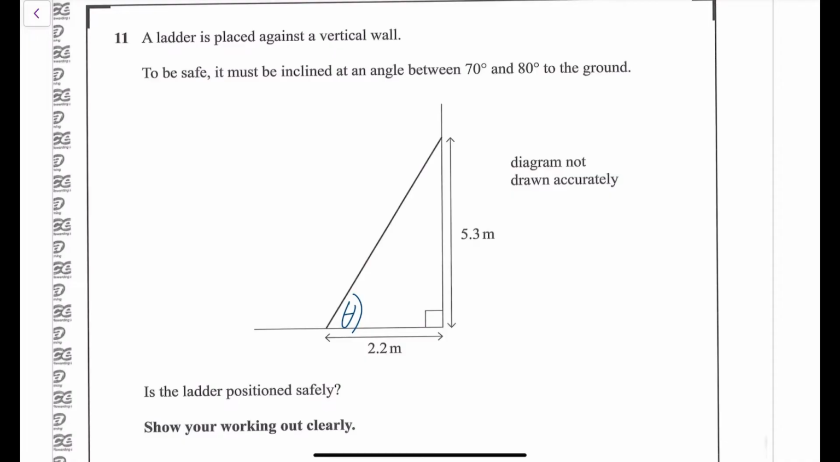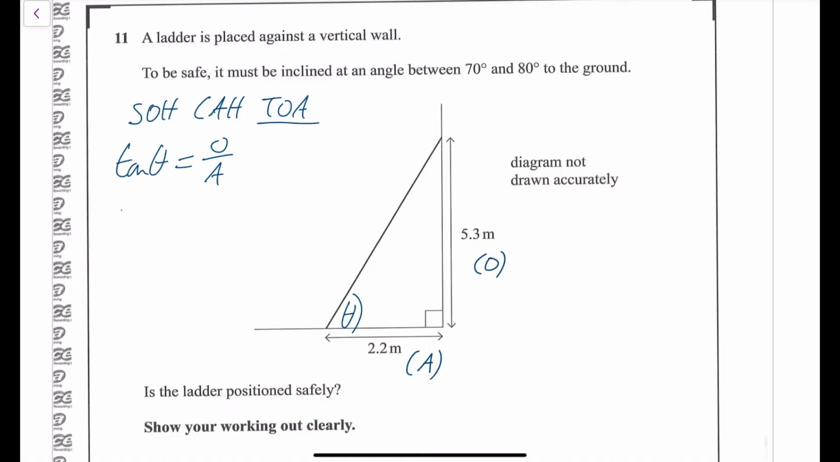So you're just going to use SOHCAHTOA. In particular, we're going to use tan, because tan, remember, is equal to your opposite over your adjacent. This is your opposite side, this is your adjacent. So let's say tan of theta is equal to 5.3 divided by 2.2, and your theta then works out to be tan to the minus 1 of that, which is 67.46 degrees.